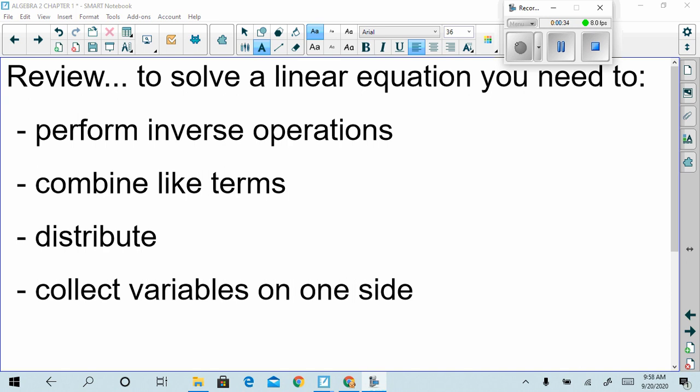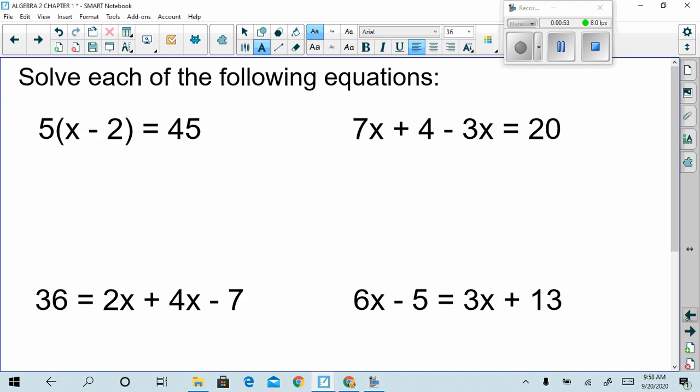Remember that when we're going to find a solution, we're going to isolate the variable, and we could do that by performing inverse operations. Perhaps we have to combine like terms. We might even need to distribute first. And then the last thing that we encountered was to collect variables on one side. So have your notebook out, and let's try a few problems.